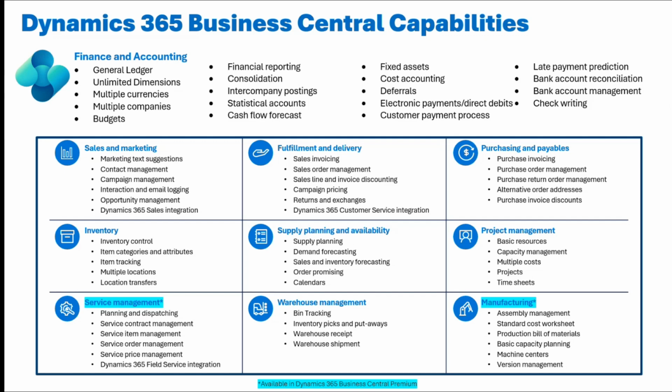So we're going to be focusing up at the top on finance and accounting, but there is also sales and marketing, fulfillment and delivery, purchasing and payables. So we will be touching on invoicing today. There's inventory. So if you have lot or serial tracking, Business Central can support that as well. Supply planning and availability, project management, service management, warehouse management, and manufacturing. So those are all just the out-of-the-box functionality or modules of Business Central.